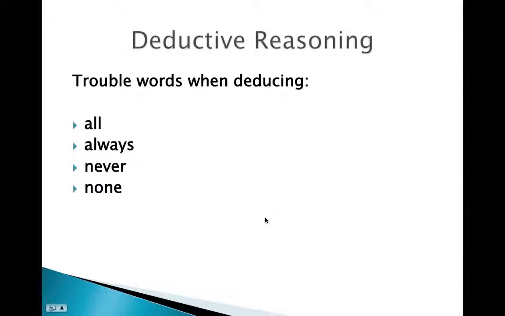These are some trouble words when you're doing a deductive argument. Try to avoid using words like all, always, never, or none. That automatically puts you in a corner. It makes it very hard to argue out of, okay? Because it really limits your argument and makes it very easy to disprove.